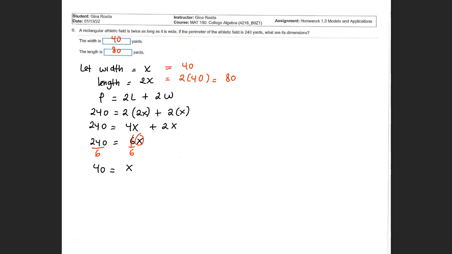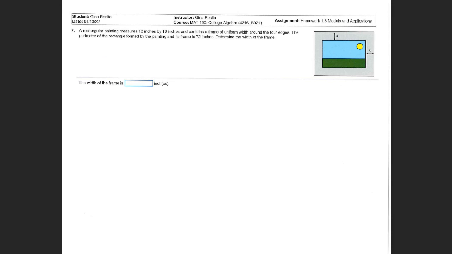Okay. Now number 7. A rectangular painting measures 12 inches by 16 inches and contains a frame of uniform width around the 4 edges. The perimeter of the rectangle formed by the painting and its frame is 72 inches. Determine the width of the frame.